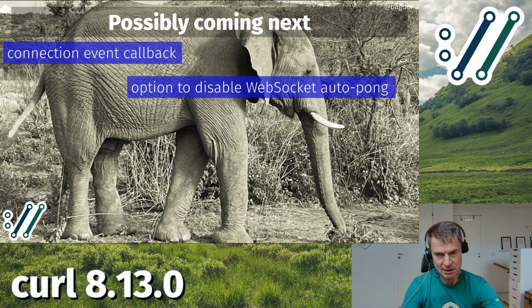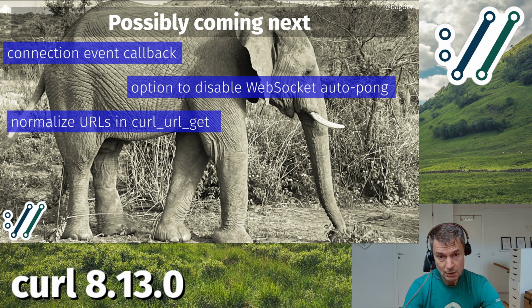Currently, curl does it by default, so you can't really opt to do it yourself. Curl will do it for you. I have this proposal. Maybe we'll go forward with that, to add an option to normalize URLs with curl URL get. It's a little bit of a tricky thing, but who knows?